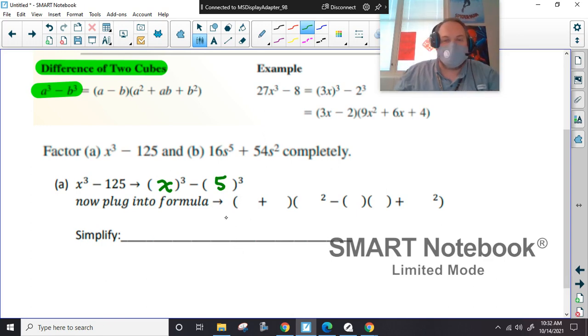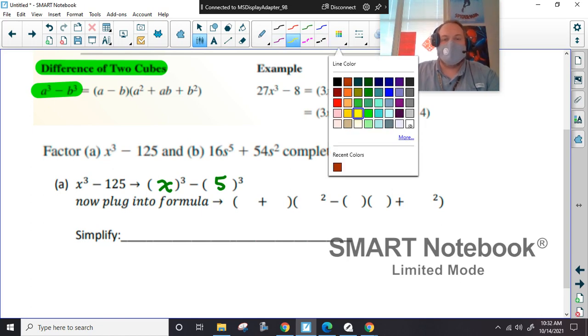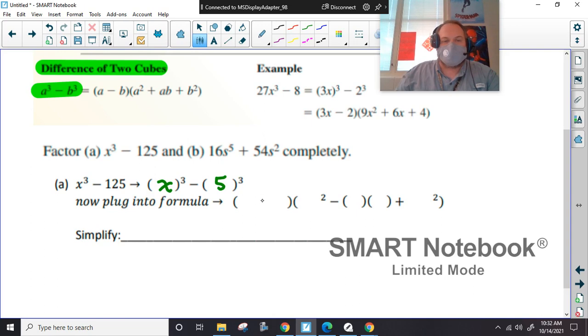I got a typo here. My bad. This isn't supposed to be a plus. This is supposed to be a minus right here, and this is supposed to be a plus right here. Sorry.